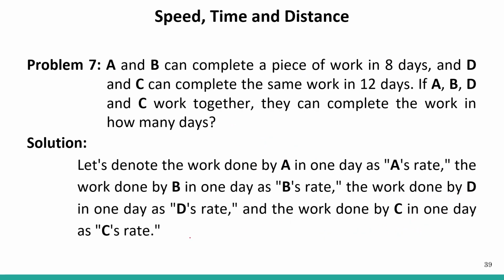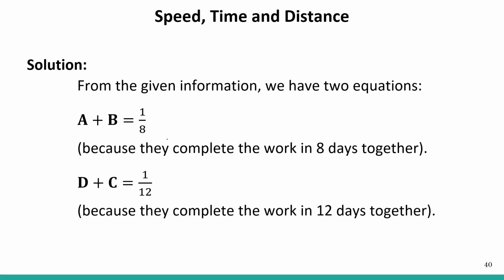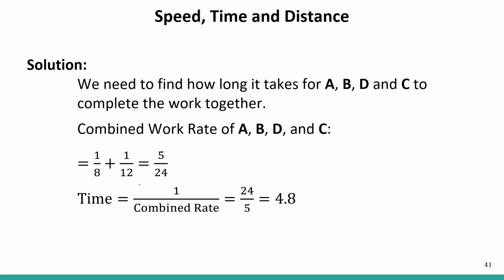So let's see the step-by-step solution. Let's denote the work done by A in 1 day as A's rate, and B in 1 day as B's rate. So work done by D is D's rate and C is C's rate. So A plus B is given as 1 by 8, D plus C is equal to 1 by 12. Okay, so their combined work rate will be 1 by 8 plus 1 by 12 is equal to 5 by 24. So time is equal to what? 1 by combined rate. So it will be 24 by 5 is equal to 4.8. So it will take them 4.8 days.